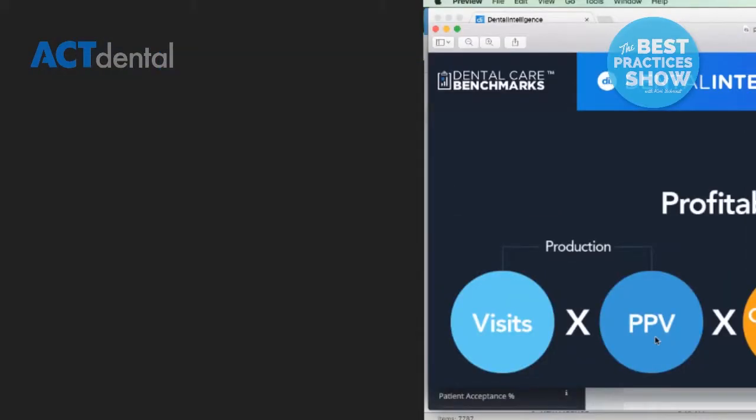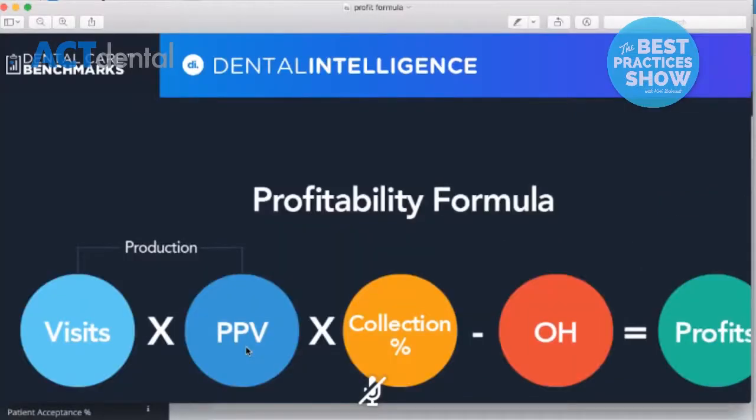Wherever you're at, you're different than another dentist. Right. Do you need to increase production per visit? Do you need to decrease overhead? Do you need to increase collection percentage? What is it? Once you know, then you can do something today.